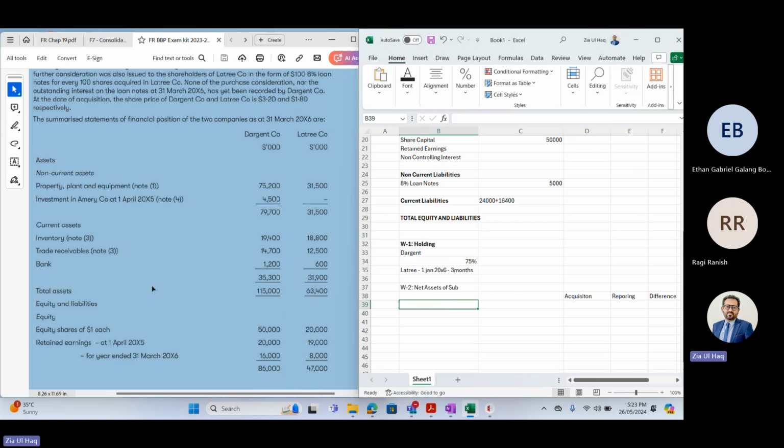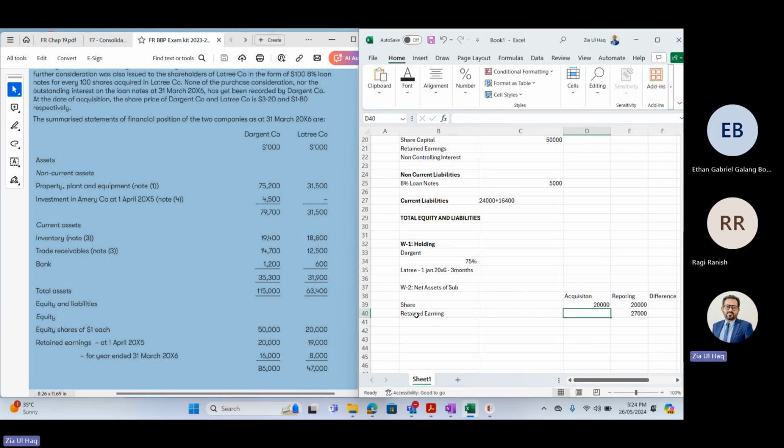Share capital we are having. So shares information we are having at acquisition date, they are 20,000 and they remain same at 20,000. So there is no difference. What else information we are having? We are having retained earning information. How much is the retained earning at acquisition date? We don't know. But we know the retained earning at reporting date are 19 plus 8, 27,000.